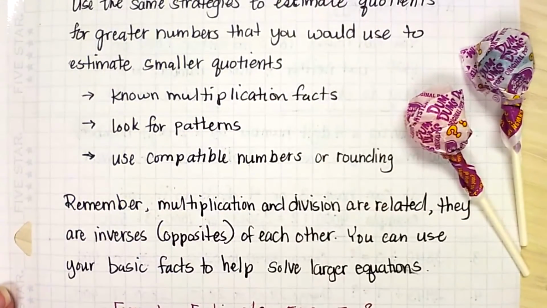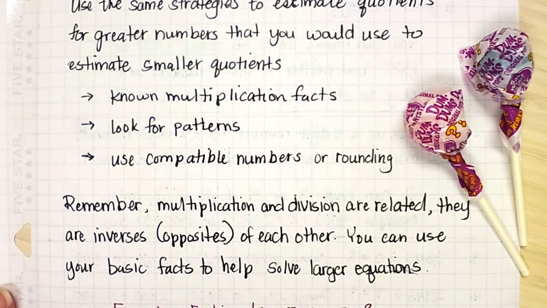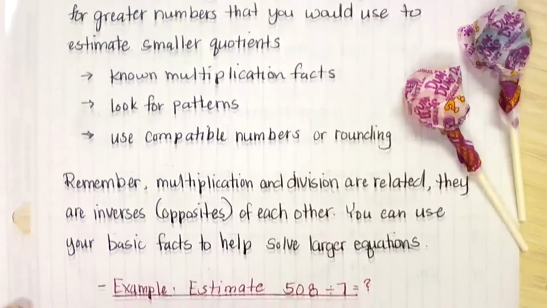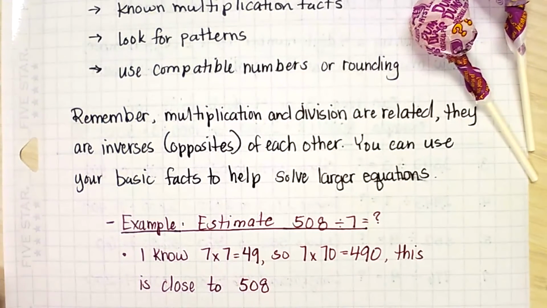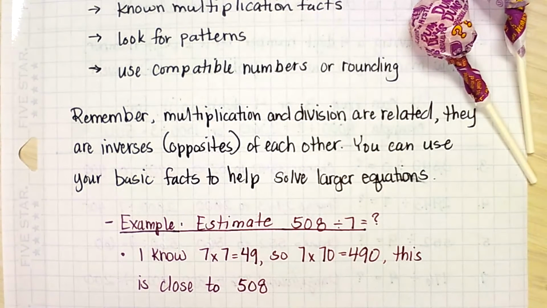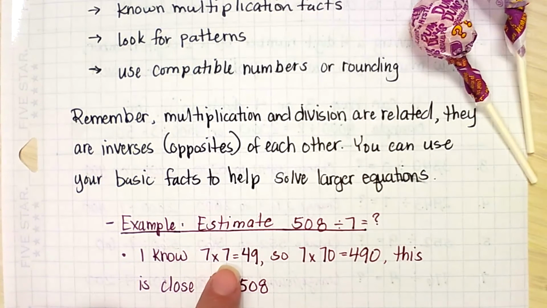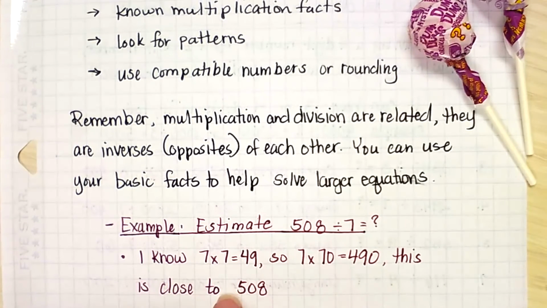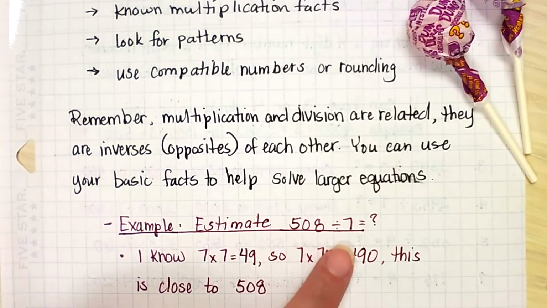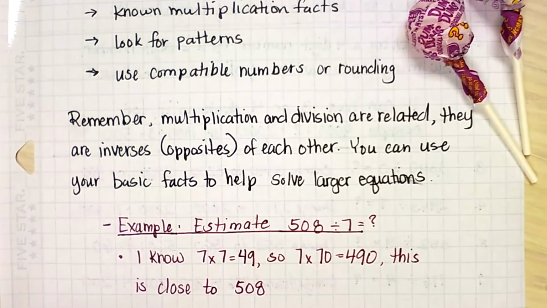Now remember, multiplication and division are related. They are inverses or opposites of each other. So you can use your basic facts to help you solve larger equations. If I have, for example, 508 divided by 7, and I want to estimate the quotient, I'm going to think of my related multiplication facts. So 7 times what is going to get me close there? If I know 7 times 7 is 49, so 7 times 70 is 490. 490 is close to 508. So I can say that my quotient for 508 divided by 7 is about 70.